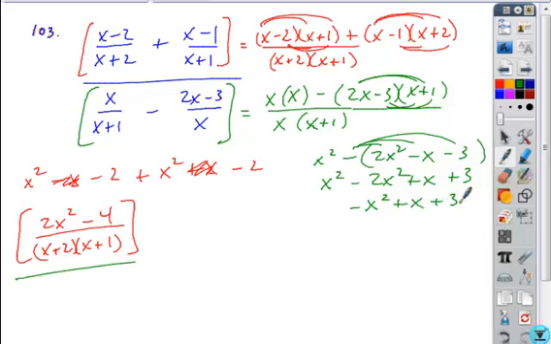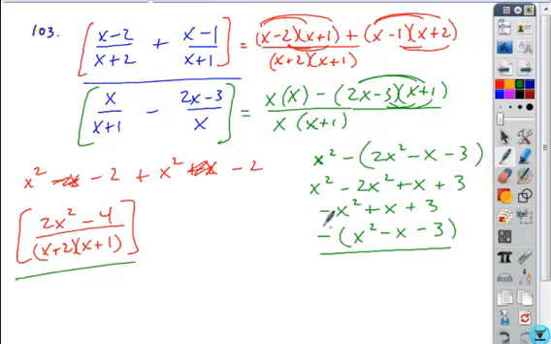So the first thing I'm going to look to see is, can I remove any common factors? Here I could remove the negative. Okay, so if I take out the negative, I'm left with x squared minus x minus 3, and that's all over x times x plus 1. Okay, so this is the denominator of my original fraction.